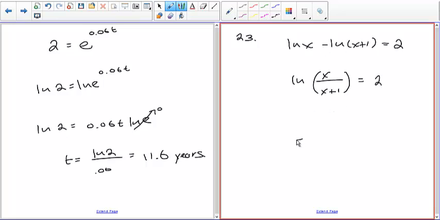Now, you use the properties of inverses to solve for x, to get into an algebraic equation. E to the natural log of x over x plus 1 is just x over x plus 1. And here I have e squared, which is 7 point whatever. E to the second power is 7.39.